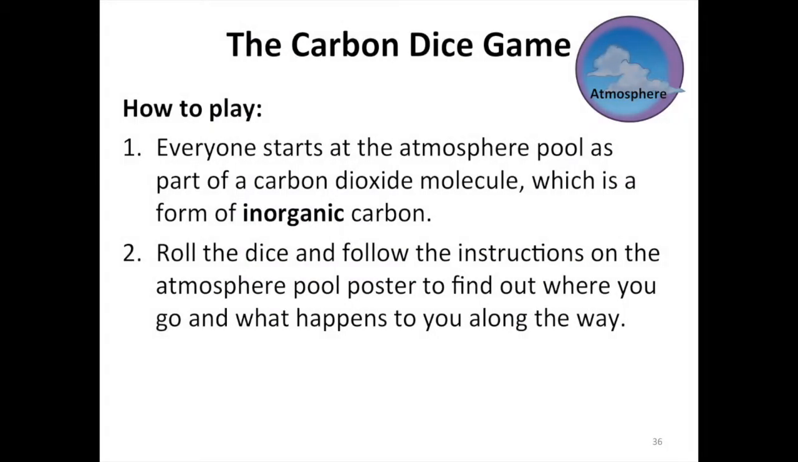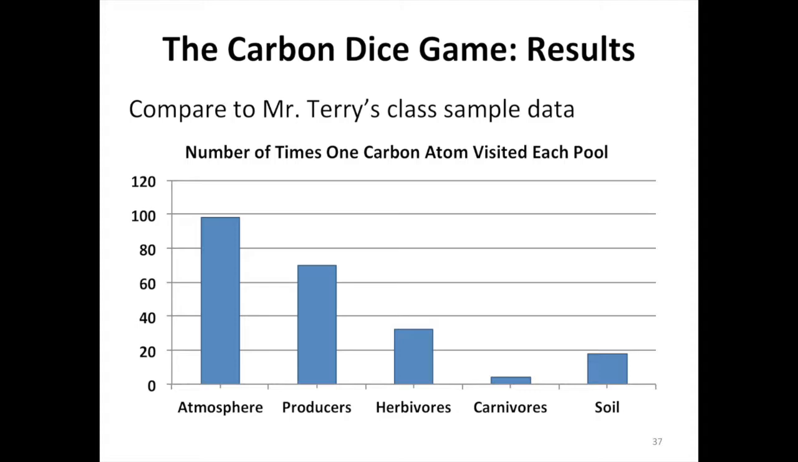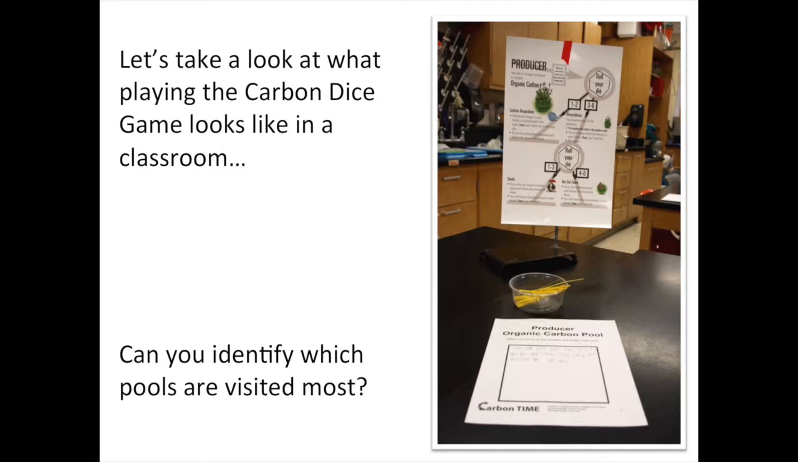Each student plays the role of an individual carbon atom and moves from one carbon pool to another depending on the roll of dice. What they find is that they visit some pools much more often than they visit others. So they spend a lot of time in the atmospheric pool. Most of the rest of the time they're in the producer's pool. They spend some time in the herbivores pool, hardly any in the carnivores pool, and also spend some time in the soil pool.